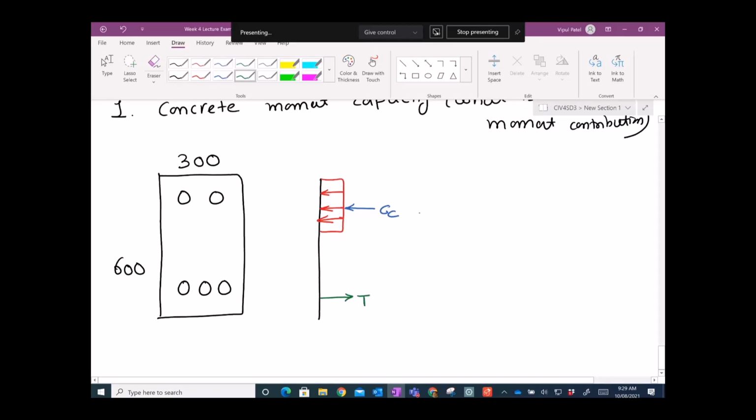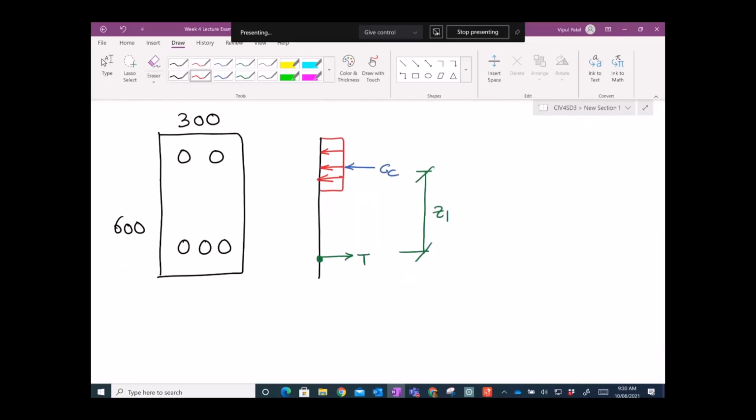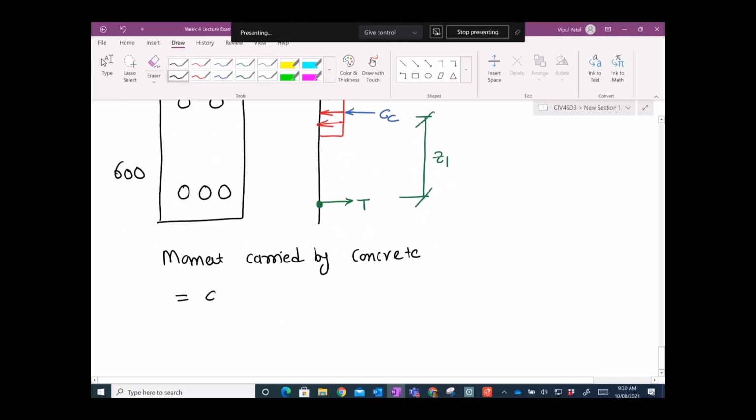So let's say you have this lever arm Z1. Let's take the moment about this point. So the moment carried by concrete is equal to this force times the distance Z1. I hope you understand that one.